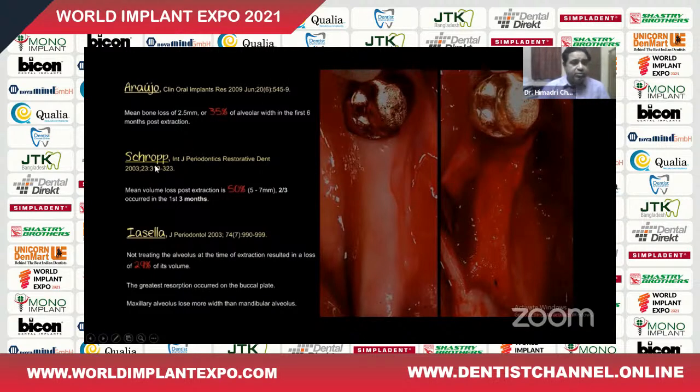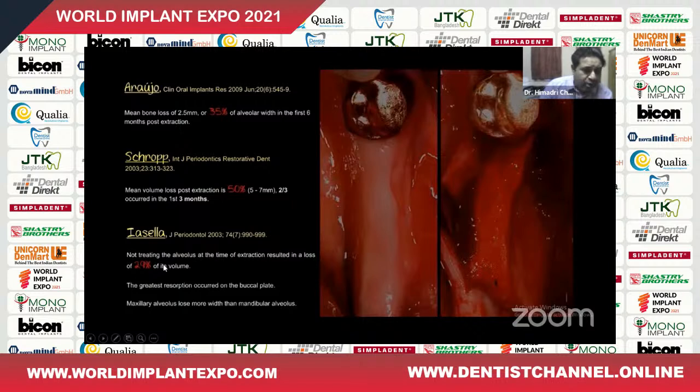For anteriors, it's horrible. If you see this study, he has done it mostly in the anteriors. This study has been published in IJPRD. In 1 to 3 months, you lose almost 50% of the bone, right? Almost 2/3 of the socket is gone. So if your original width for a central incisor, canine, or lateral incisor was 7 millimeters, you have now landed up at 3.5 millimeters. That's why people are talking mostly about immediate placements and socket shield techniques, because you can see it's a huge amount of bone volume loss according to this study.